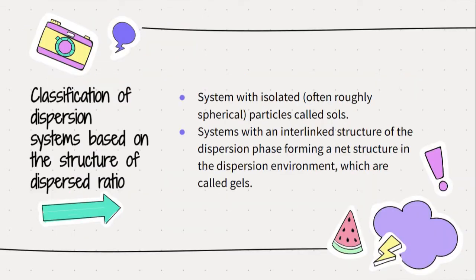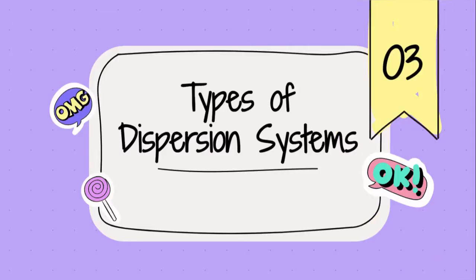In most systems, the dispersion ratio exists simultaneously in a continuous distribution of different particle size, and the system is termed polydispersion. Based on the dispersed ratio structure, dispersion systems may be classified as: first, systems with isolated particles called sols. Second, systems with an interlinked structure of the dispersion phase forming a net structure in the dispersion environment, which are called gels. When describing the properties of dispersion systems, we may characterize them using other criteria too. Next submatery is types of dispersion system.